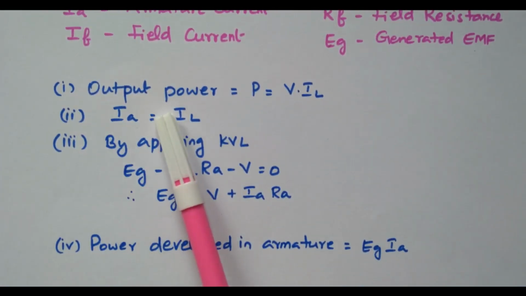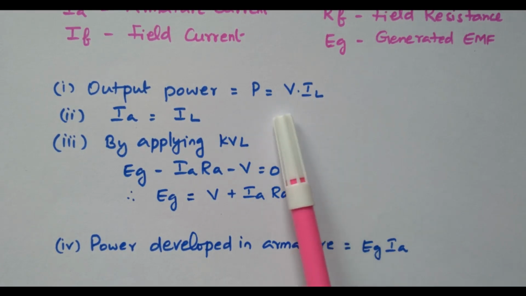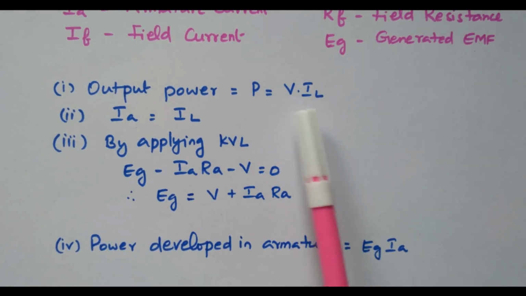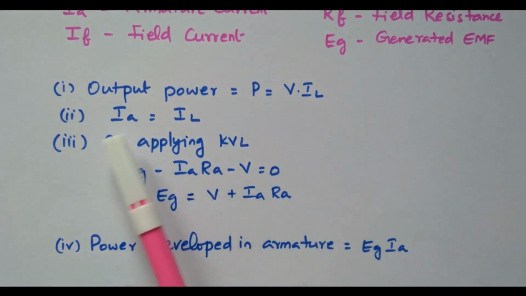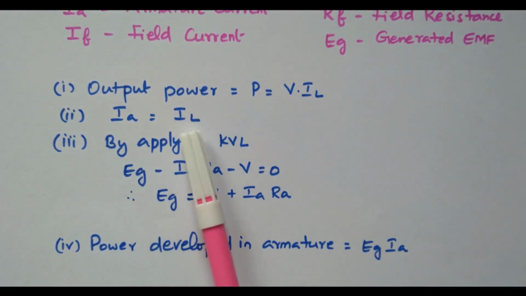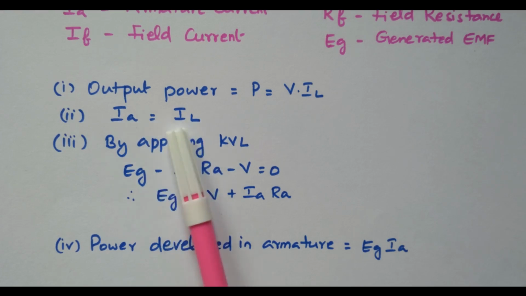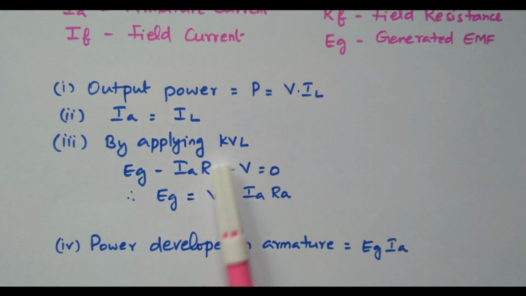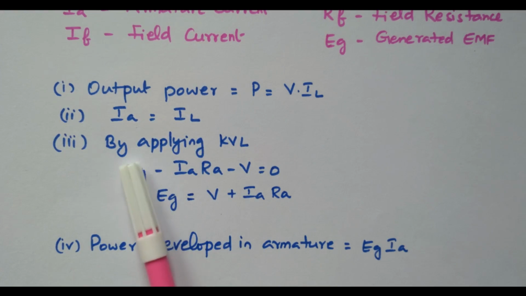So the output power is nothing but V into IL, the load voltage and load current. In this case, IA and IL both are equal. The current from the armature is equal to load current. So by applying the KVL, EG is the voltage rise, and this is the voltage drop.